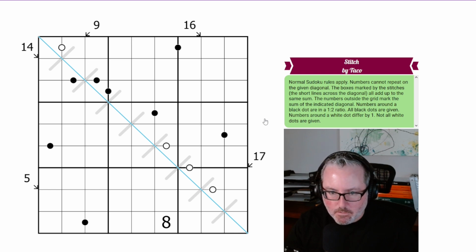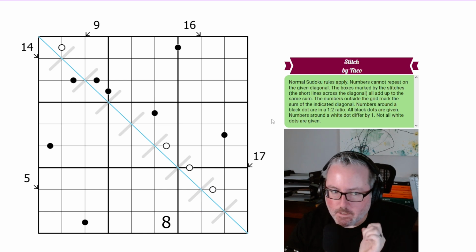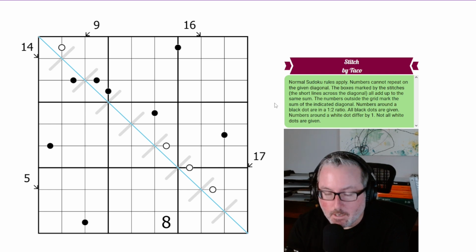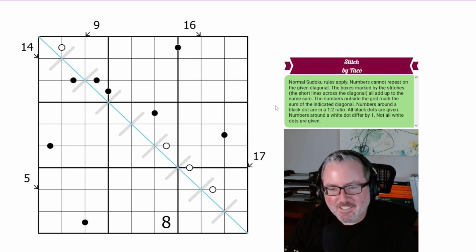Numbers around a white dot differ by 1. So like this one, these two digits just have to be consecutive, one apart from each other. And it says not all white dots are given. That's kind of interesting. I've never seen a split like that for a Kropki dot rule set. So we have to keep in mind that the black dots do have a negative constraint. The white dots do not have a negative constraint. Sometimes my memory on when there's a negative constraint is splotchy at best, so I'm going to try to keep that in my head. So those are all the rules.